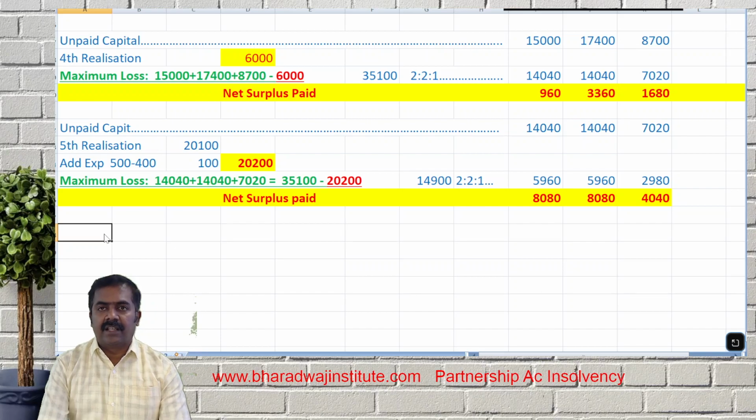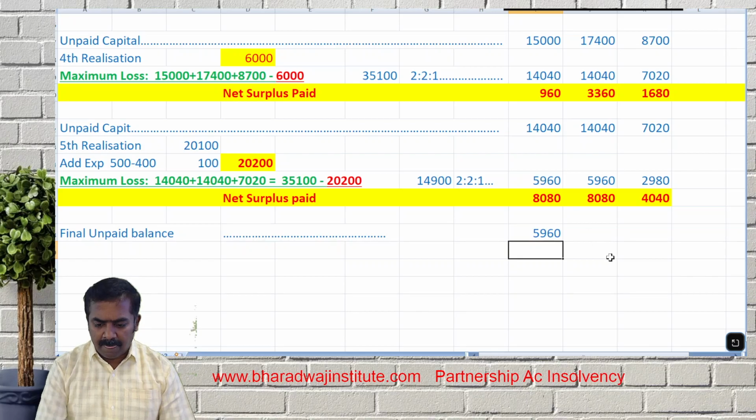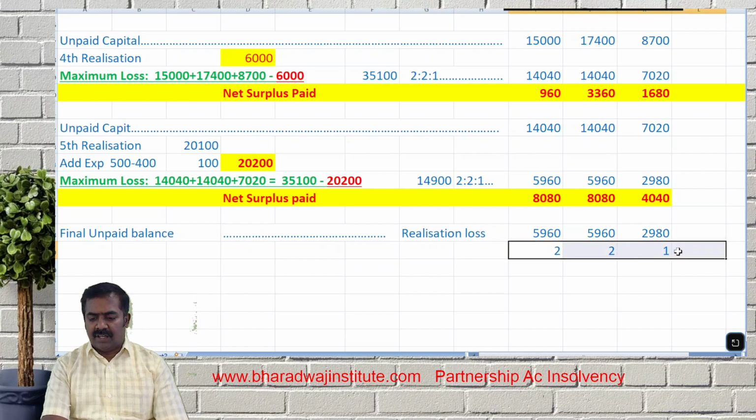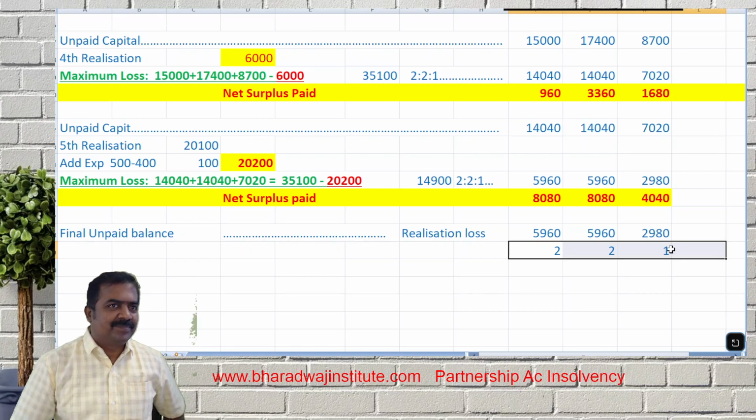Then after everything, listen, which one will you get? Final unpaid balance. 14,040 minus 8080, what will come? This 5960 will come, then 2980. This will be in the ratio of 2:2:1. It's a verification for us. This is also known as realization loss. It will be in which ratio? Profit sharing ratio. That's all, piecemeal distribution.